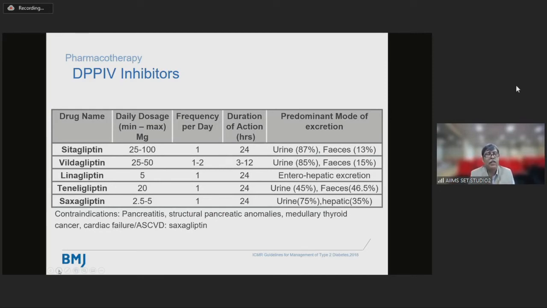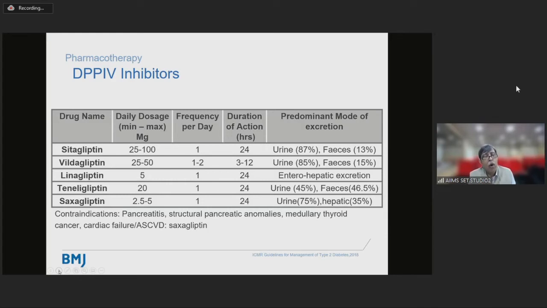The gliptins, which are commonly used, are Sita, Vilda, Lina, Teneli, and Saxa. At the moment, Teneli and Vilda are off patent. Sita will go off patent by July of 2022. And then Lina and Saxa will be left. So Sita and Vilda can be taken up to 100 milligrams a day, and the rest are about 5 milligrams. Teneli, of course, is 20. Most of them get by with once a day.